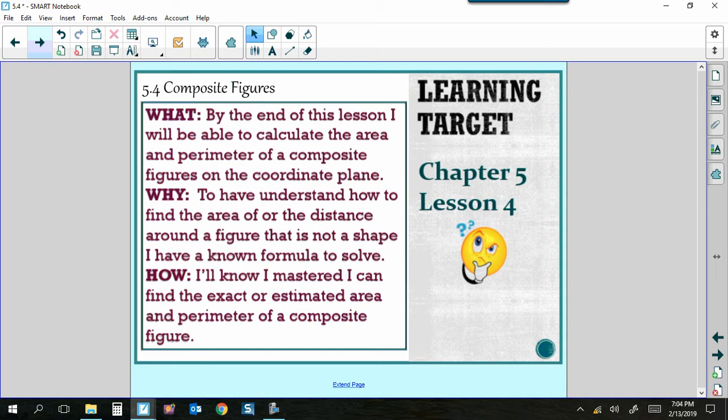Why is this important? Your house is not a square or a rectangle, and to find the area of it, somebody had to find the area and perimeter of your home using composite figures. Understanding area and distance around a figure that is not a shape with a known formula can be very helpful. How will you know it? You'll know you've mastered it when you can find the exact or estimated area or perimeter of a composite figure.